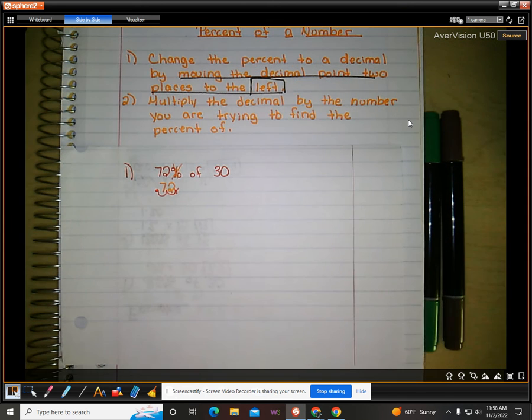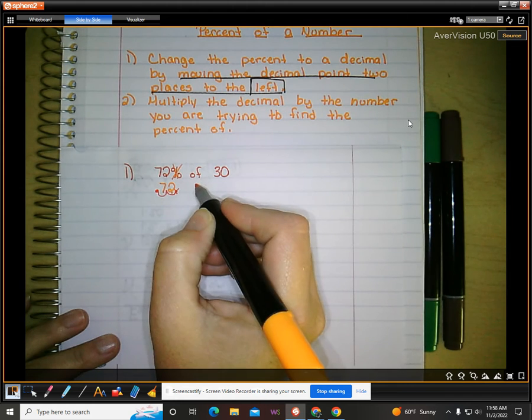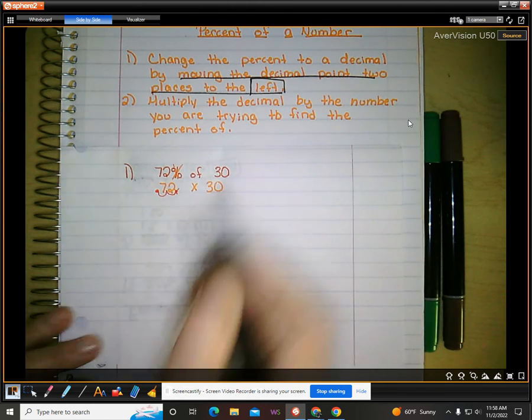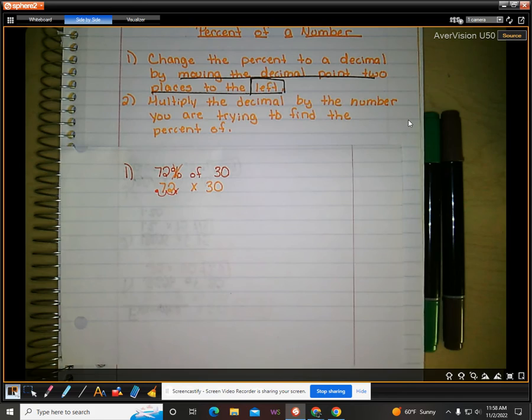Of tells us to do what? And if you don't know, look at step 2. What does the word of tell us to do in math? Scarlett? Absolutely. Okay? You have to figure that out before you can use a calculator.